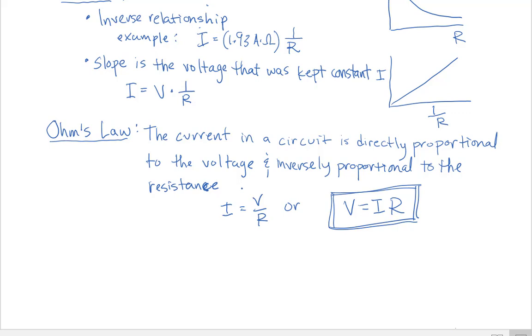But I do want you to keep in mind that I equals V over R gives the relationships a little bit better. It shows that the current, which is the dependent variable, is going to be directly proportional to the voltage and inversely proportional to the resistance. So you can see the connection between the words of Ohm's law and the math of Ohm's law in the mathematical model. But V equals IR is actually a lot easier to use when you're solving problems, and you have fewer problems with algebra. So in practice, we tend to use V equals I times R.